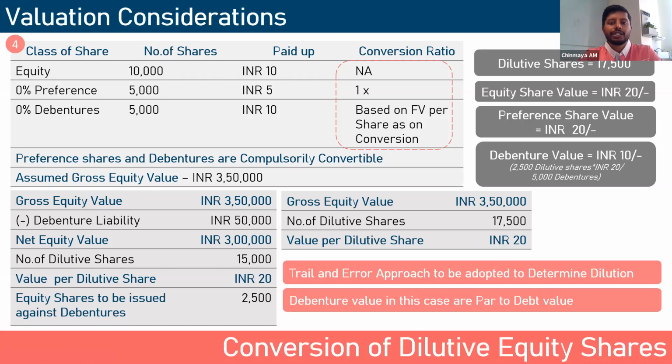I think these are the examples because of which I went a little detailed in each of the nature of instruments in the beginning. So in this example, what we are saying is that the debentures are there. Like preference shares, you see 1:1 conversion ratio. The debentures' conversion ratio is indeterminable today.